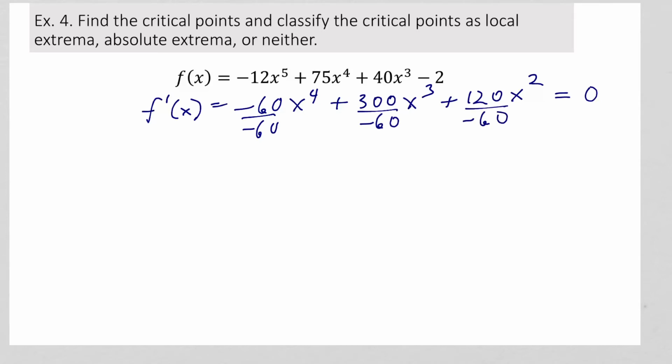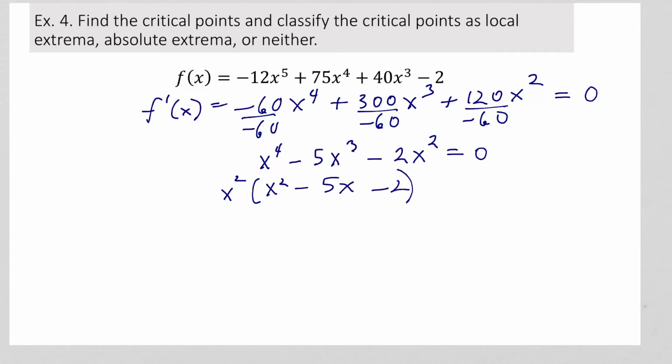So I get x to the 4th minus 5x cubed minus 2x squared is equal to 0. I'm going to factor out an x squared. So I'll have x squared times (x squared minus 5x minus 2) equal to 0. That means this will be true if x is equal to 0. That'd be one of my solutions to this derivative equation. Now I can't factor that quadratic factor, so I'm going to have to use the quadratic formula to find the critical values for this quadratic factor.